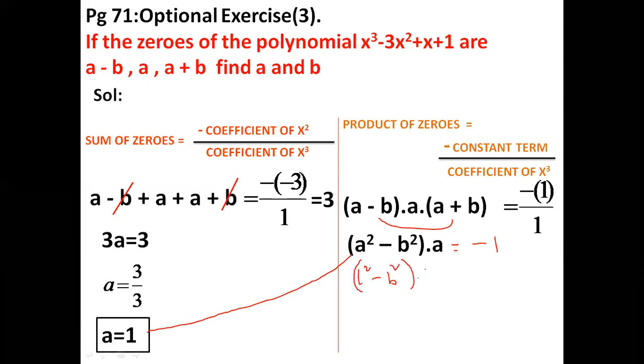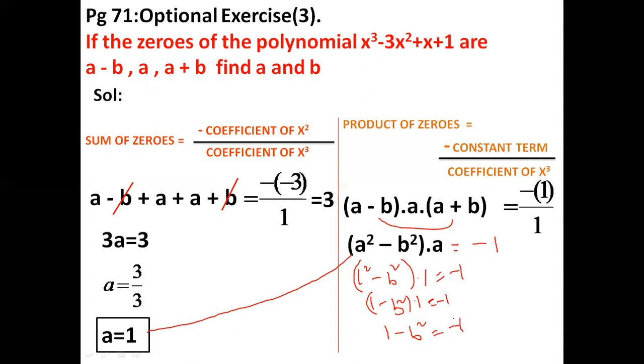into, in place of a substitute 1, is equal to minus 1. So here 1 square means 1, minus b square, into 1 is equal to minus 1. Here 1 minus b square into 1 is 1 minus b square. So 1 minus b square is equal to minus 1.